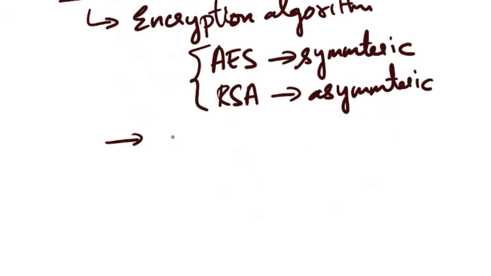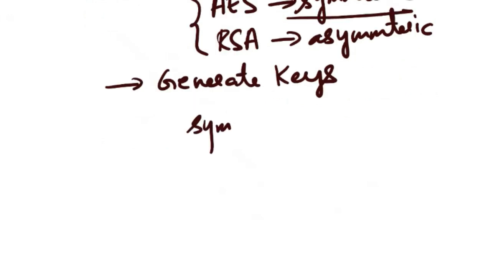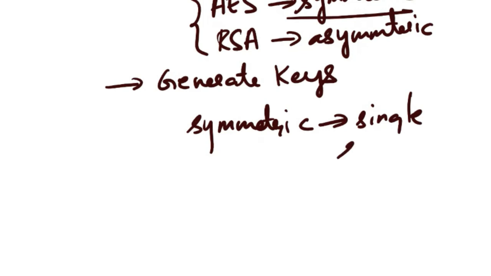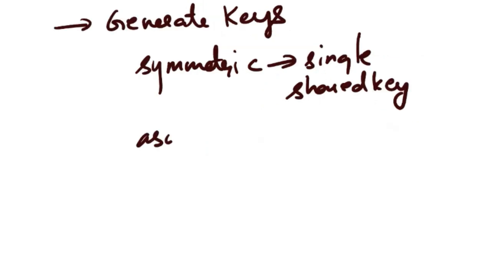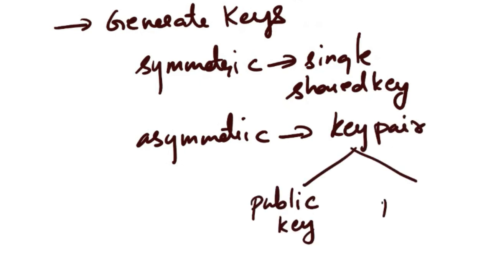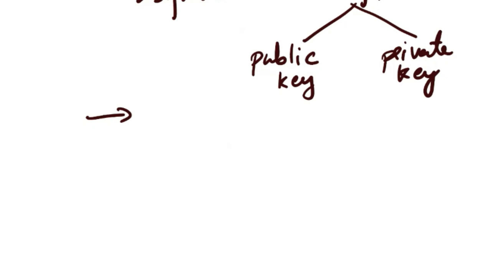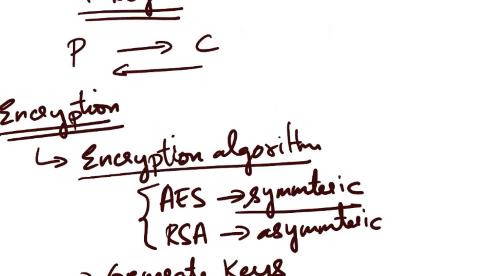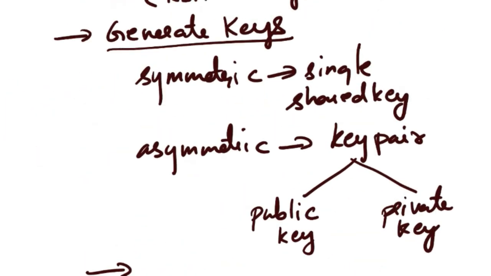Then the next step is to generate keys. If you're using a symmetric algorithm, only a single shared key is required. If you're considering asymmetric encryption, then a key pair is required, consisting of a public key and a private key. So you have the encryption algorithm, then you generate the keys.